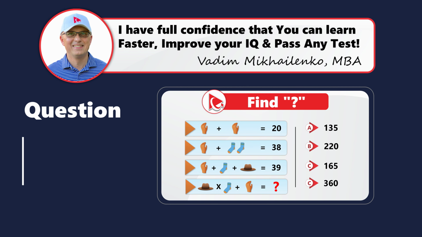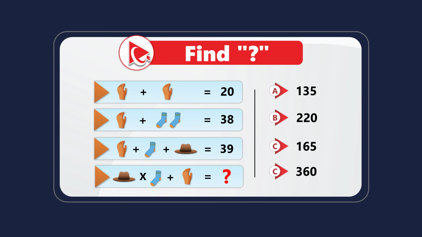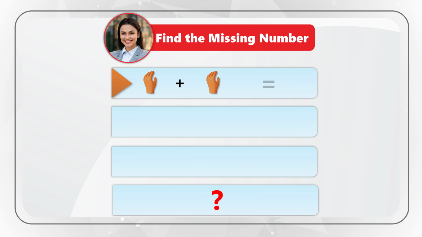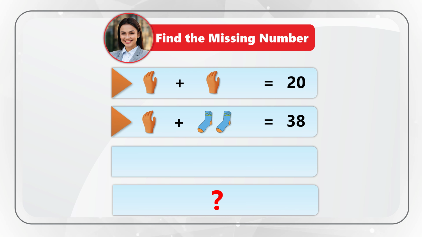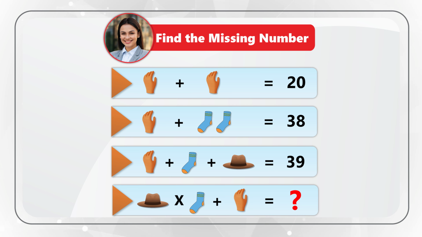I have a surprise for you. You need to solve the expression and find the missing number. You have 3 full expressions. Glove plus glove equals 20. Glove plus 2 socks equals 38. Glove plus sock plus hat equals 39. And the last expression where you need to calculate the missing number is hat multiplied by sock plus glove equals the missing number. So what is the missing number?